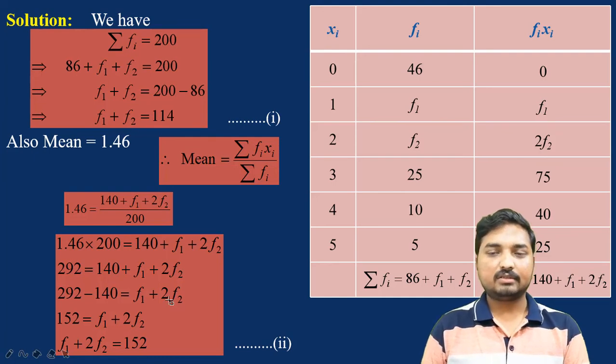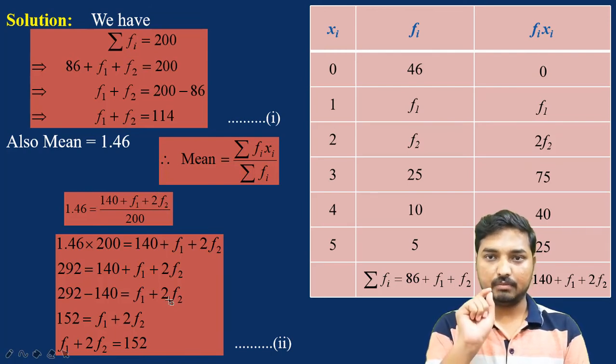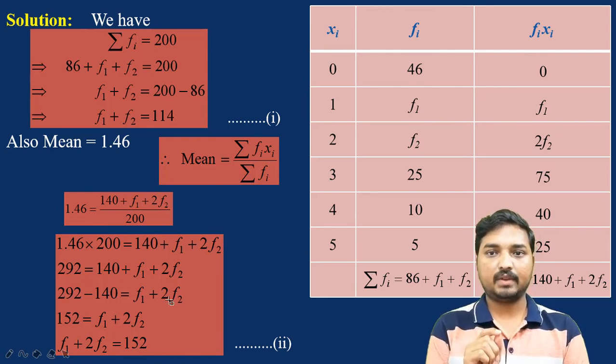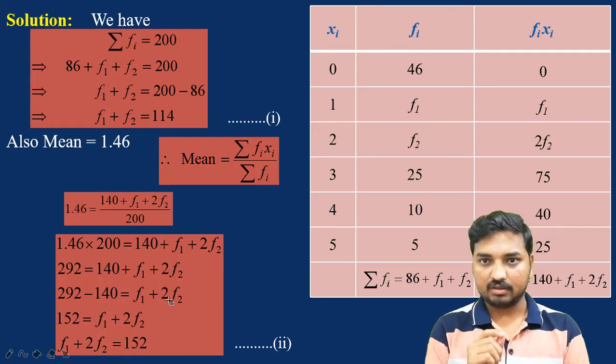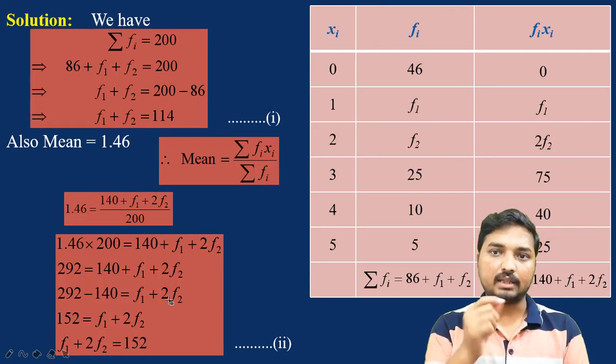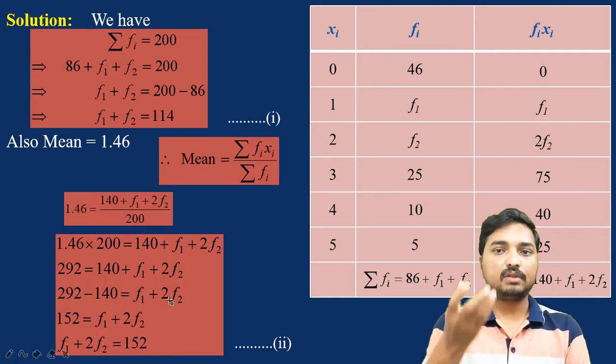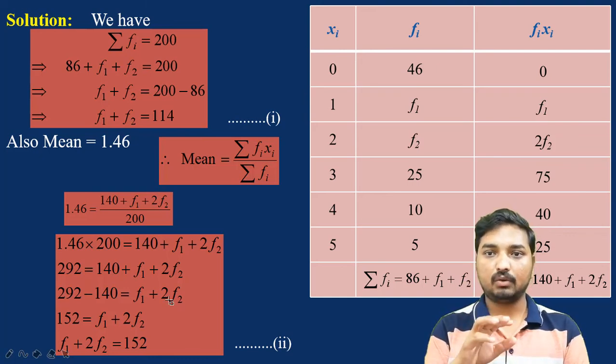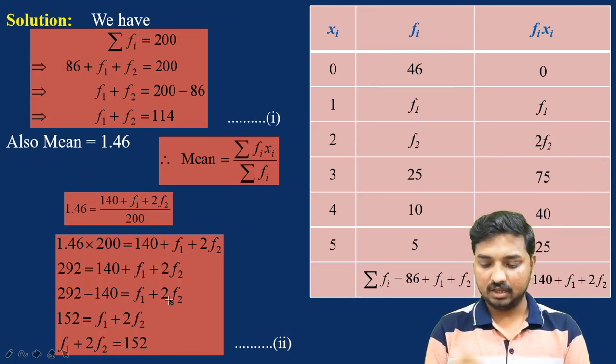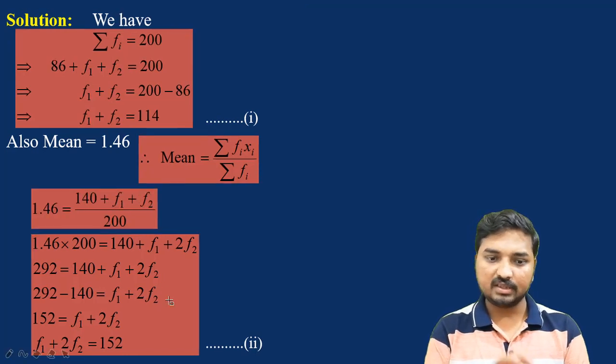2. So now to find out f1 and f2, what do we have to do? You need to solve equation number 1 and equation number 2. If you solve these two equations, you will get one of the unknowns, either f1 or f2. After that, we can find the remaining unknown frequency. So now look here, the same thing as it is, equation 1 and equation 2.